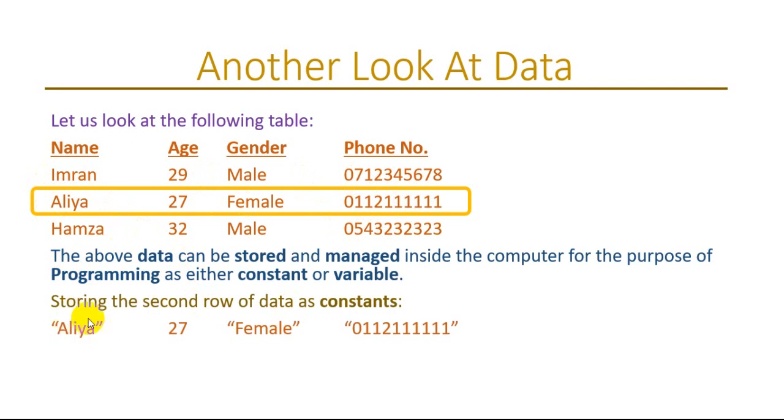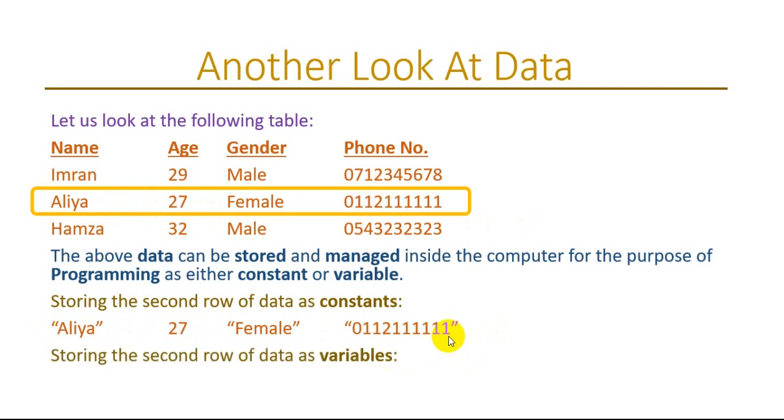Alia in double quotes is an alphanumeric constant. 27 is a numeric constant. Female is an alphanumeric constant. The phone number, this one, is an alphanumeric constant. So if you want to store these data as constants, this is how you would be storing.